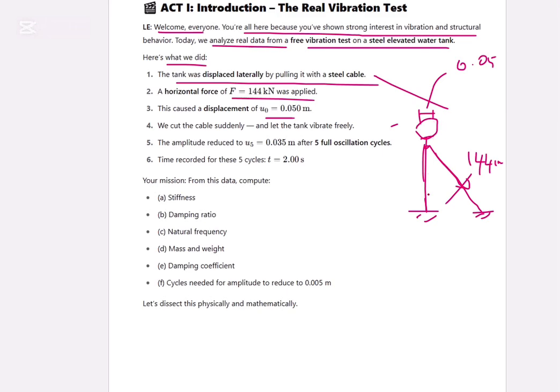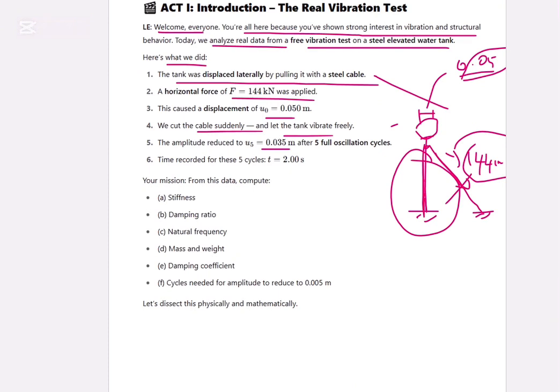So we know the tank stiffness. Once you apply this much force, this much displacement is happening. So we know the stiffness. To calculate the stiffness, only the force in the cable and how much it's displacing, these two are required, okay? So we cut the cable suddenly and let the tank vibrate freely.